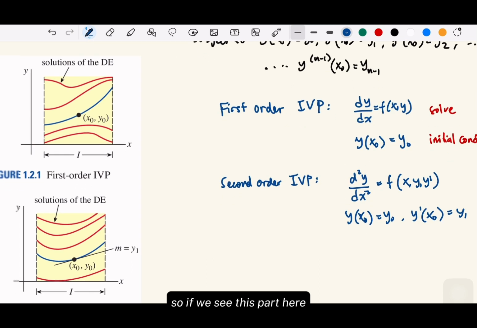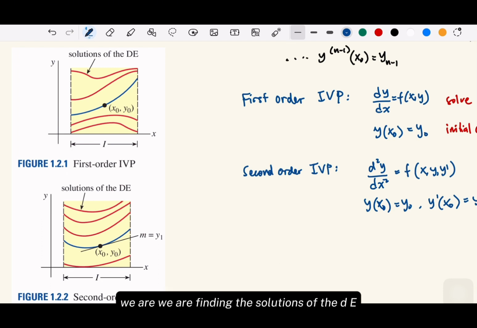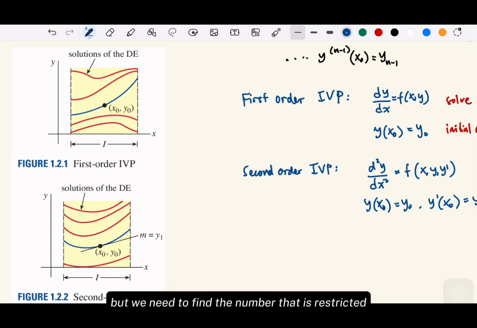So if we see this part here, for the first order, we are finding the solutions of the DE on the interval I that has the x0. So we pinpoint our solution at this point, and this blue curve is the one we want. We may have infinitely many, right? For example, the red one here, but we need to find the one that is restricted by our initial condition.